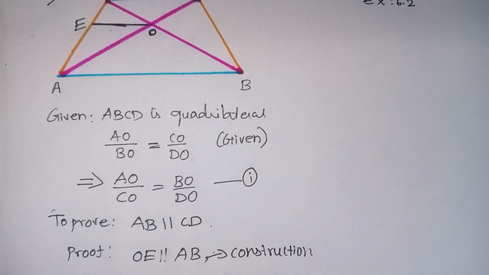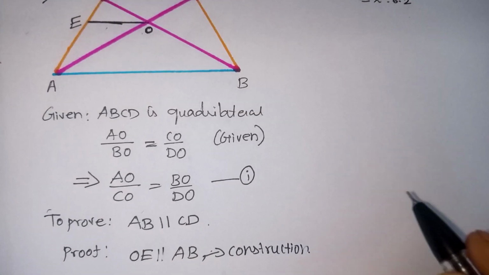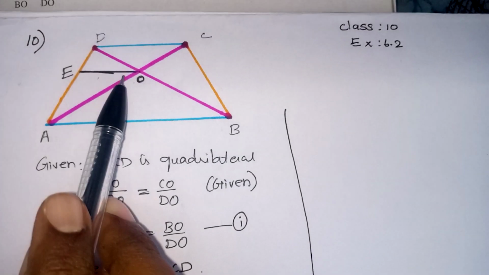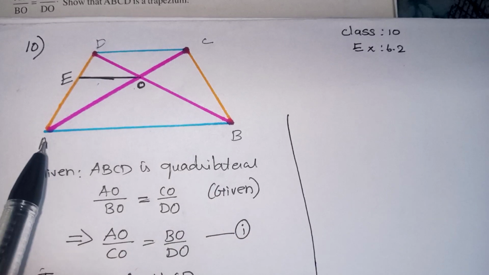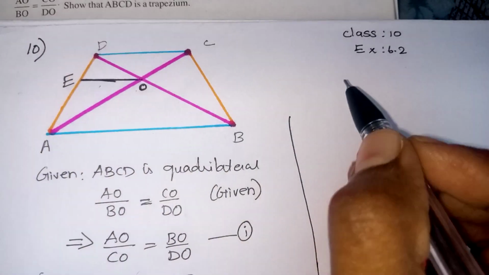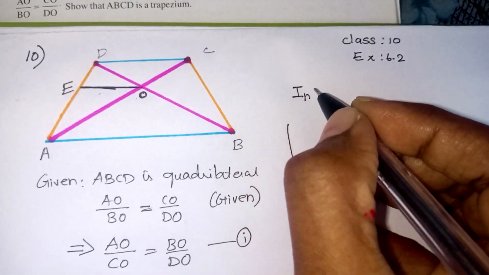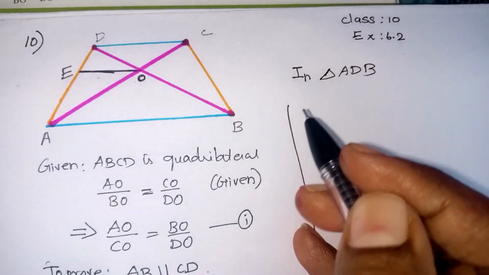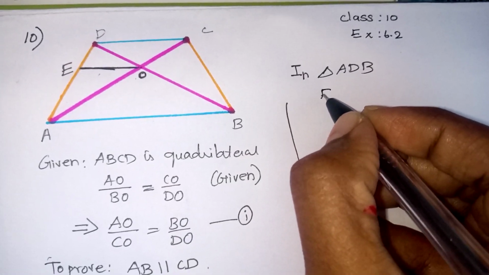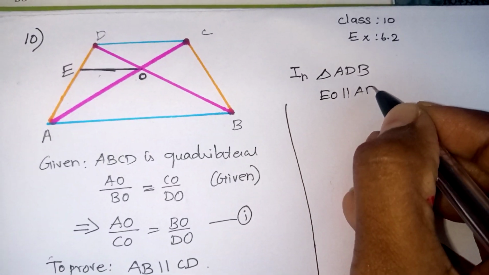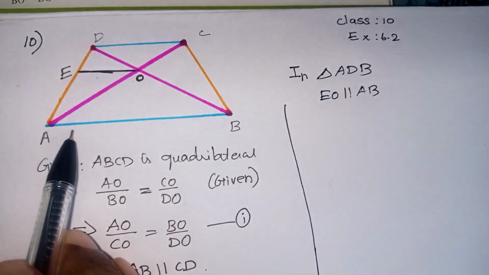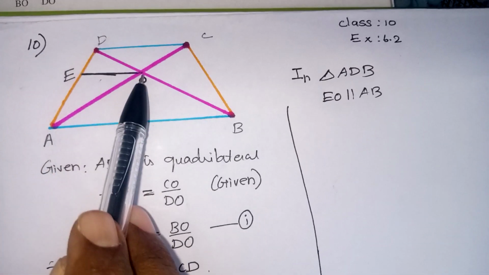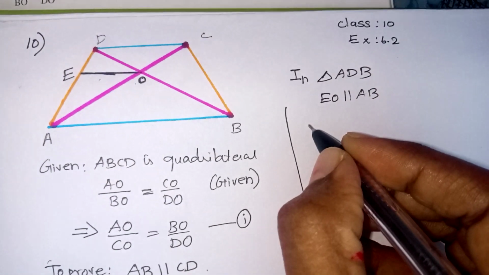By the BPT theorem we can prove this. Using BPT is very easy for us. Looking at the diagram, OE is a line which is parallel to AB. So look at triangle ADB. In triangle ADB, we are given the line EO is parallel to AB. Then by the BPT condition, DE by EA is equal to DO by OB.